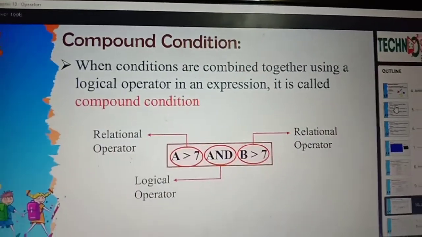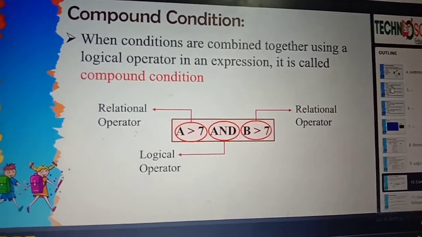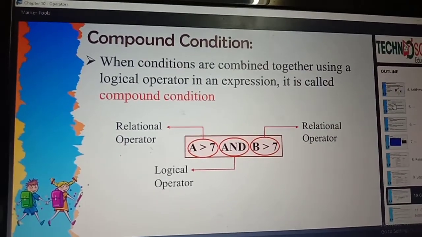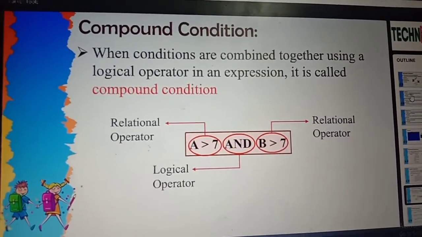So, that's all about this chapter, children. In this chapter, we learned what is an operator and what are the types of operators we have, and now in this session, we are going to write our textbook as well as workbook part, children.